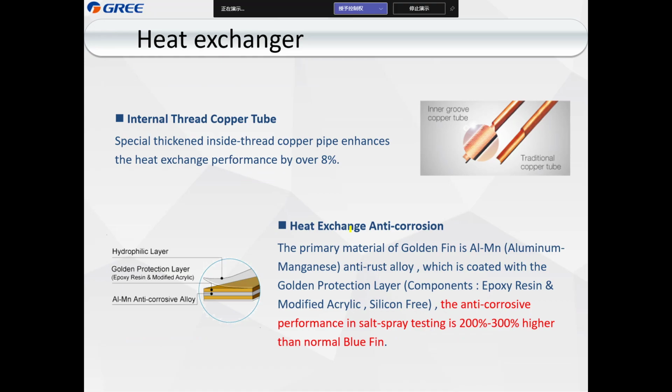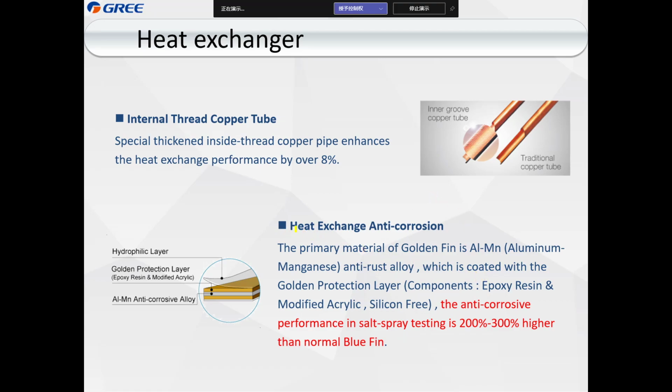And the next is the inside of the copper tube. We use a special design inside, the inner threaded copper pipe. It's not the same as the normal copper pipe. This is the inner threaded copper, so it can also improve the heat exchange efficiency.